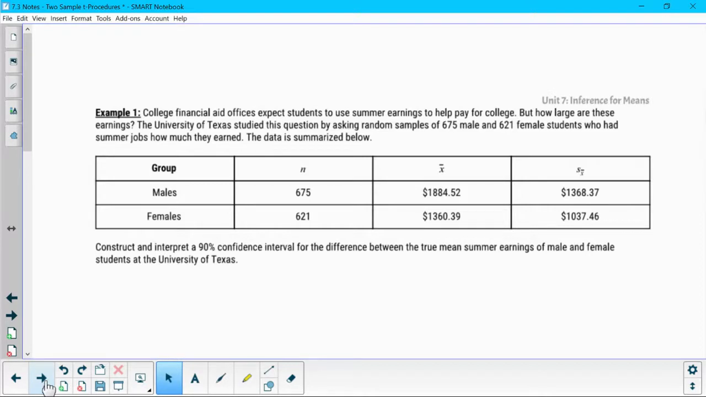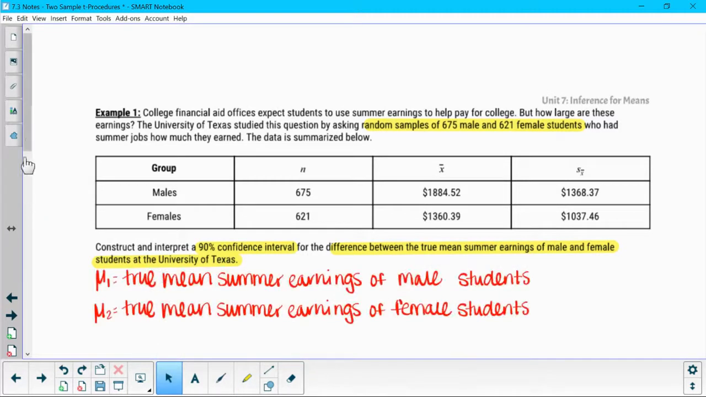The University of Texas studied this question by asking a random sample of 675 male and 621 female students who had summer jobs how much they earned. The data is summarized below. Construct and interpret a 90% confidence interval for the difference. So we're doing a 90% confidence interval for the difference between true mean summer earnings of male and female students at UT. The first thing I'm going to do is define my parameters.